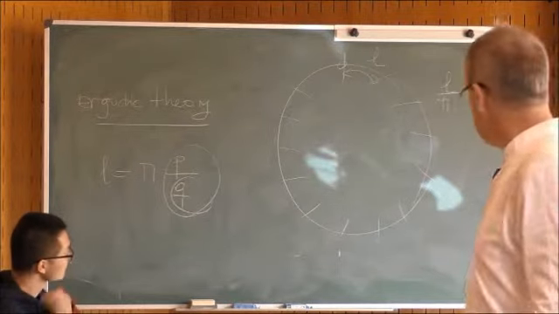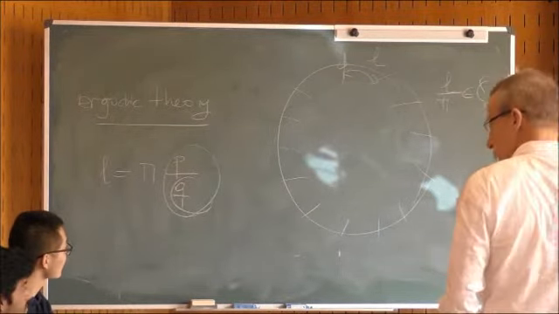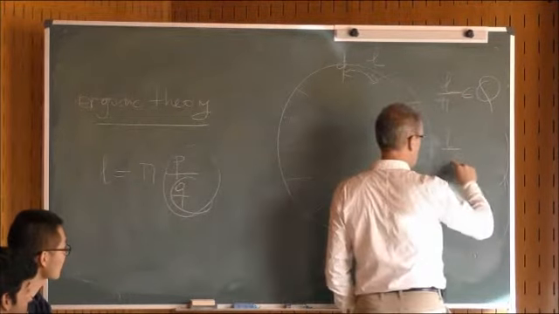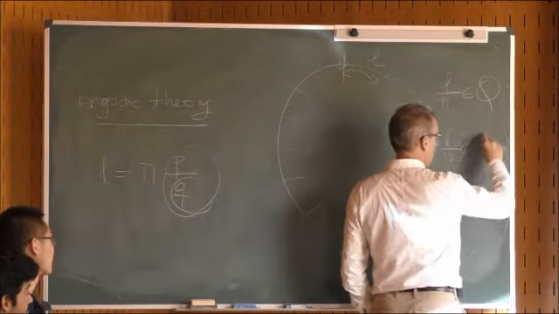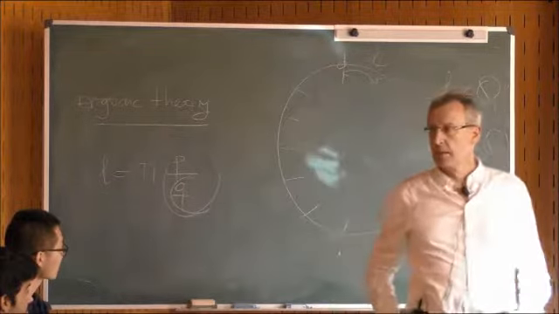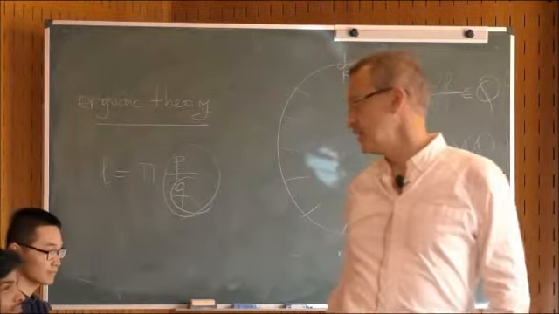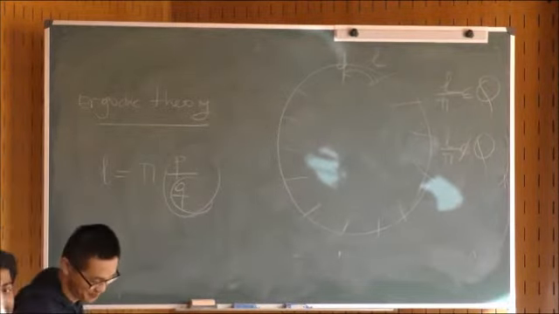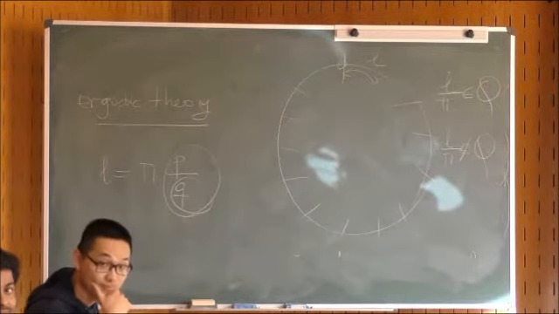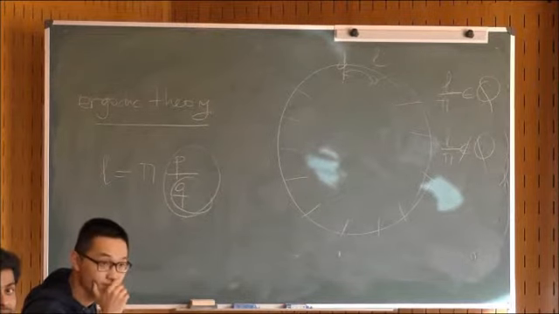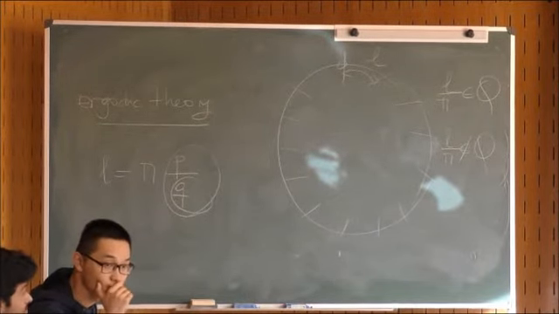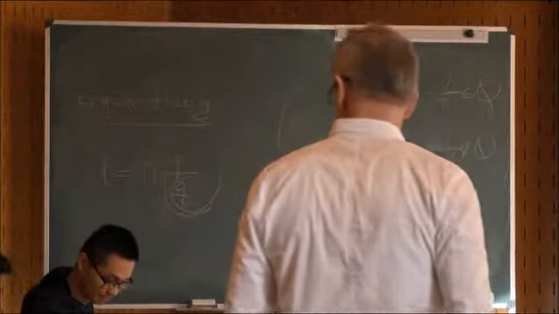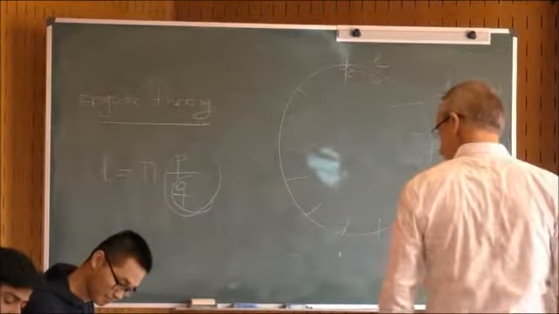While if L is irrational with respect to pi, what happens? Then you will visit the whole circle. And these people will be so happy, they will have photos of everything. This produces a dense sequence on the circle. This is about ergodicity, and you have to be very careful about this.